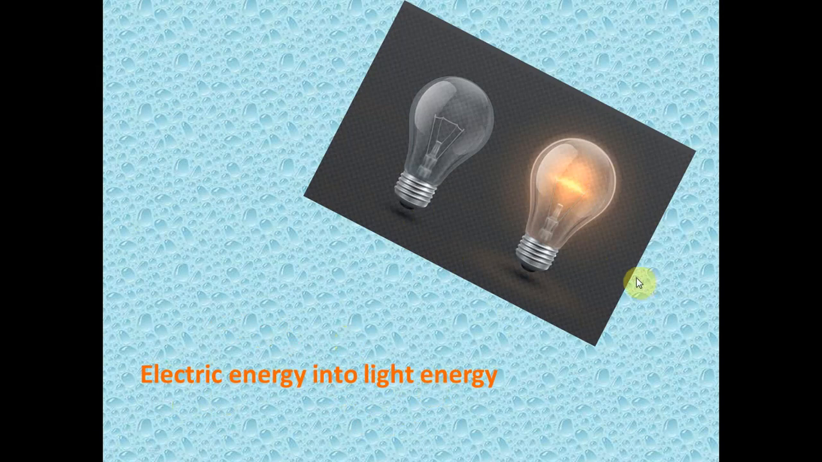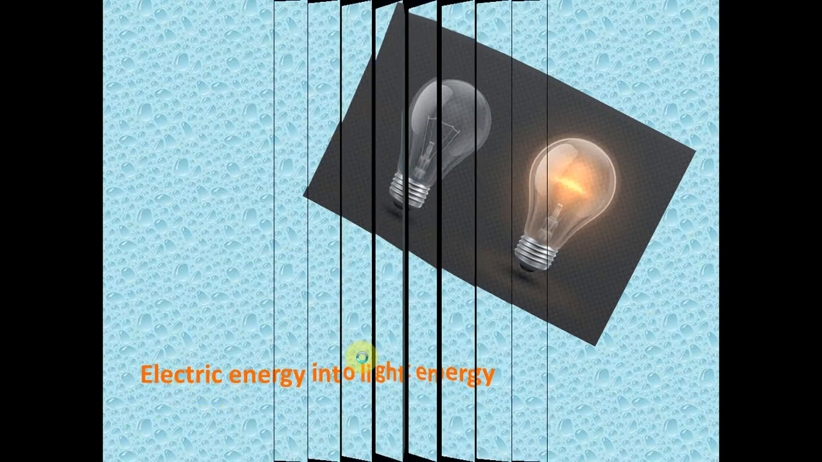Again, this electric lamp starts working by electricity or by electric energy. Then, after working, it starts to give us light energy. So here, the electric lamp turns or changes the electric energy into light energy.